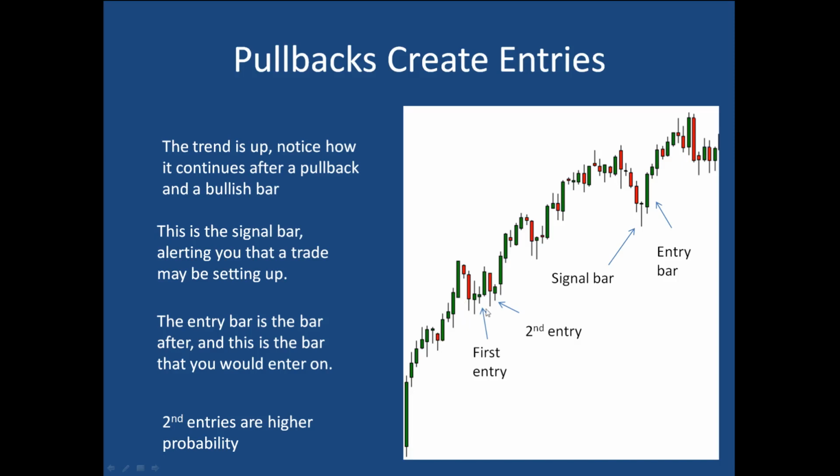Sometimes you have a second entry, which means that the probability is higher of your trade working. So we have a pullback, and then a first entry, the first signal bar. And within the same move, when you get a second pullback, you get a second entry. And this is higher probability.